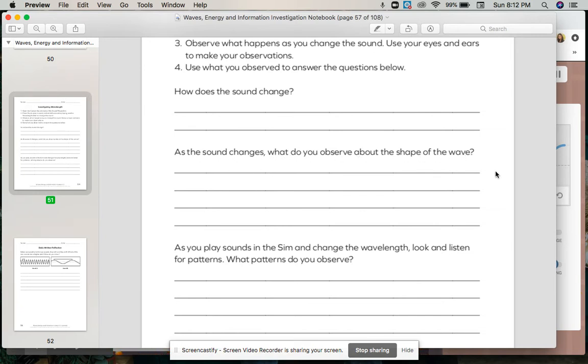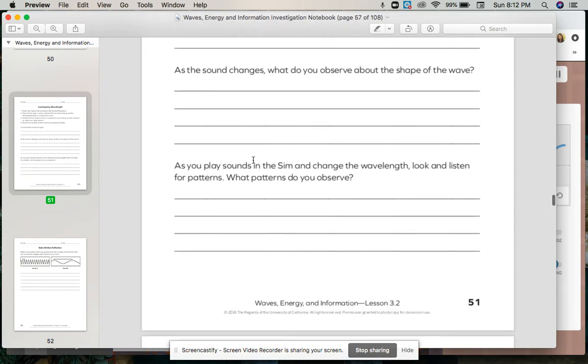So once again, is the wavelength getting bigger or smaller? Is it getting closer together or farther apart? And as you play the sounds in the sim and change the wavelength, look and listen for patterns. So what patterns do you notice?